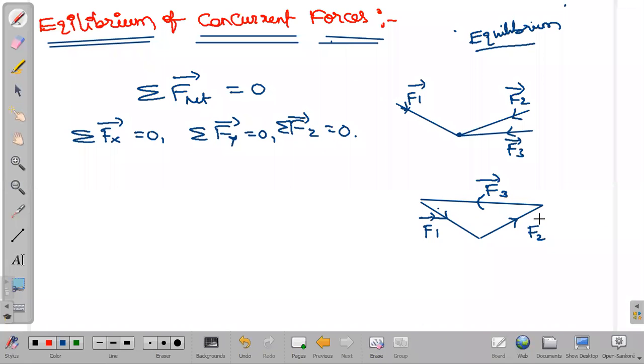When concurrent forces are there, if there are three, the three can be represented as three sides of a triangle, right? And based on this, one more we have, Lami's theorem. Lami's theorem explains that if there are concurrent forces and the object is in equilibrium, then what do we write? Let me write a diagram for this, then I will write the expression of it. Just hold on.